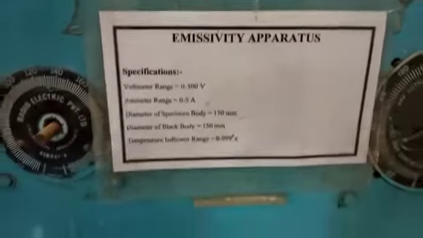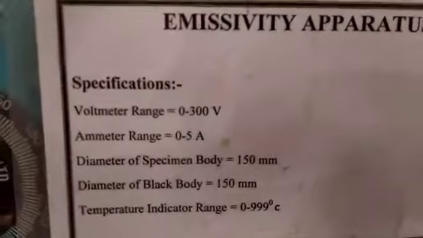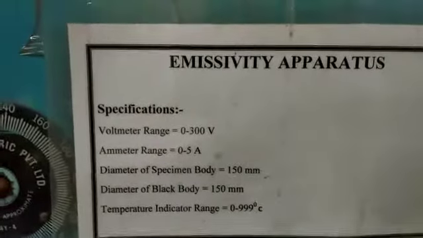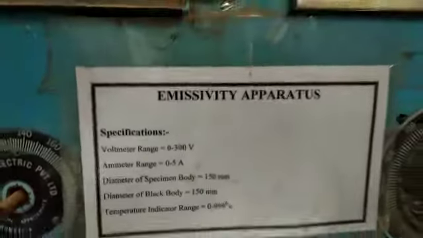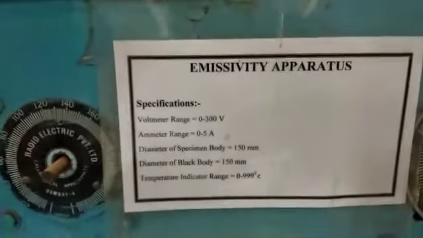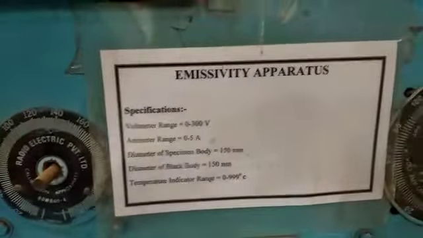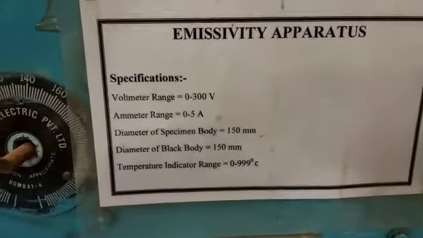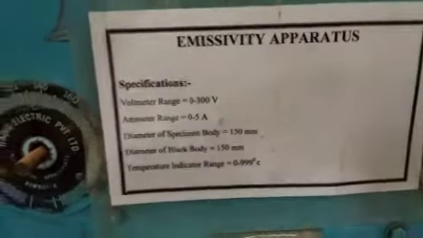Diameter of the specimen body. So here are the two bodies shown here. The diameter of this specimen body is 150 mm and diameter of black body is 150 mm. So the dimensions are same. The purpose of keeping the dimensions same is that you should have a common reference point for measuring the temperature and emissivity. And the temperature indicator range is 0 to almost 1000 degrees Celsius.